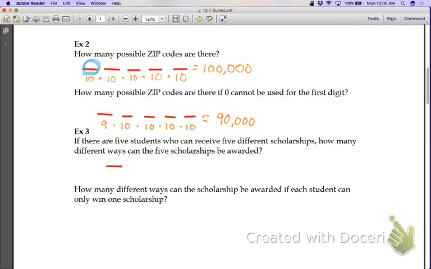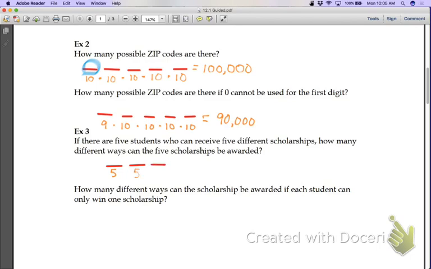First person, 5 people, 5 scholarships. How many scholarships can that first person get? They can get 5. What about the next person? How many scholarship opportunities do they have? They still have 5. It doesn't say that you can only get 1. One person could get all 5 of these scholarships, and the other 4 are just out of luck. They're not going to get anything.